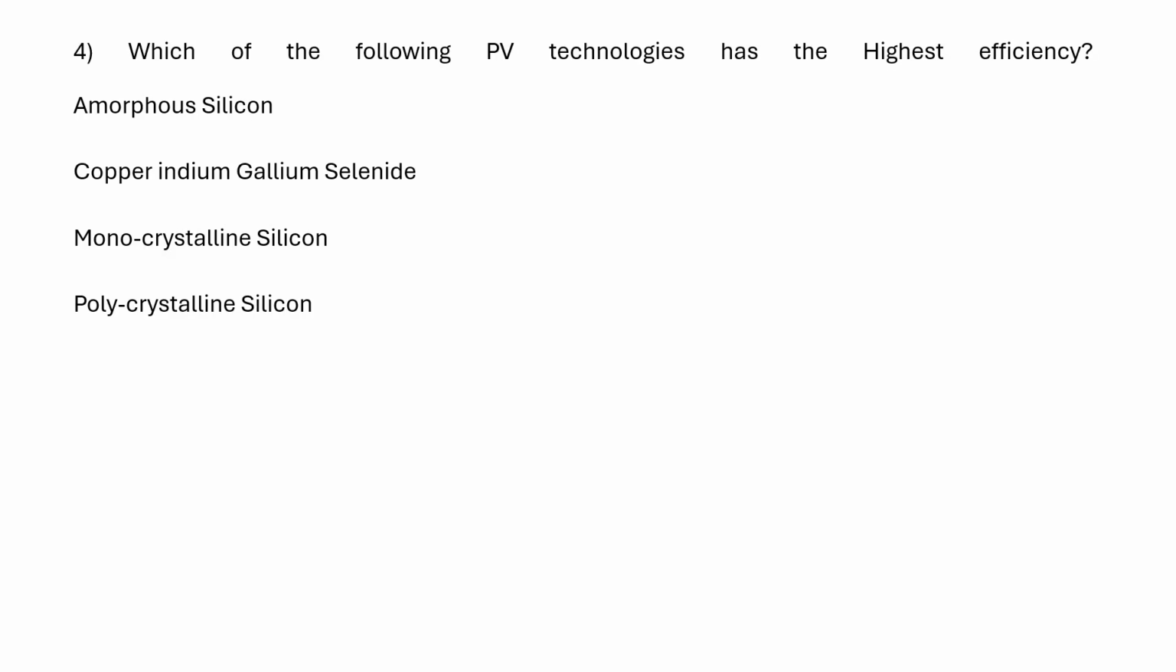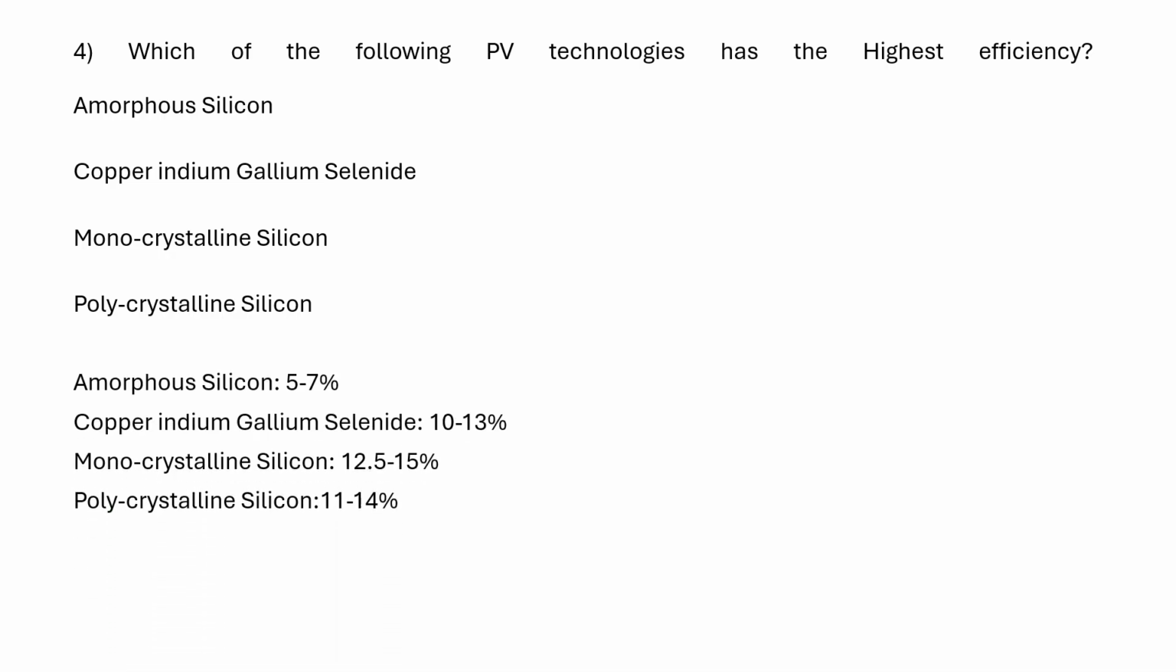Now the next question is, which of the following PV technologies has the highest efficiency? First is amorphous silicon, second is copper indium gallium selenide, third is monocrystalline silicon, and the fourth is polycrystalline silicon. Write in the chat box the correct answer. Amorphous silicon has 5 to 7% efficiency, and copper indium has 10 to 13% efficiency. Monocrystalline silicon has 12.5 to 15% efficiency, and polycrystalline has 11 to 14%. So clearly option C is the correct one.